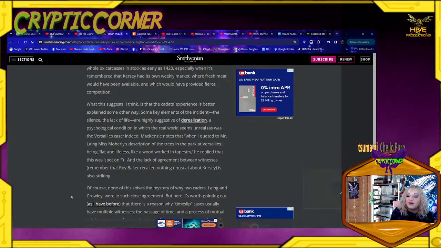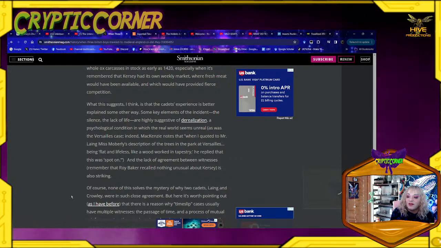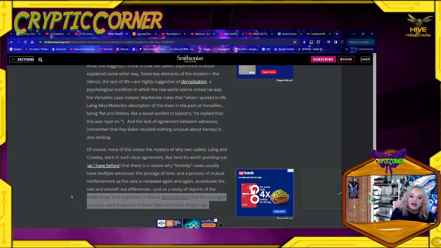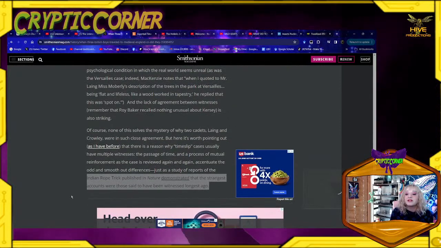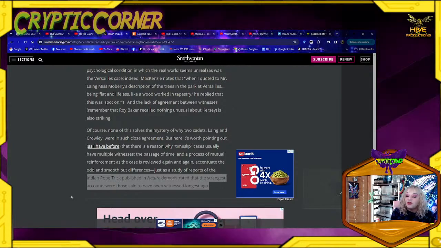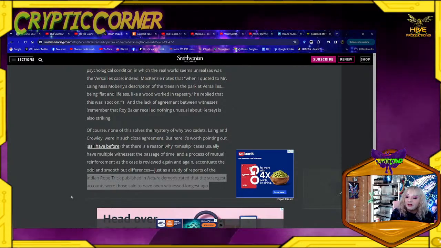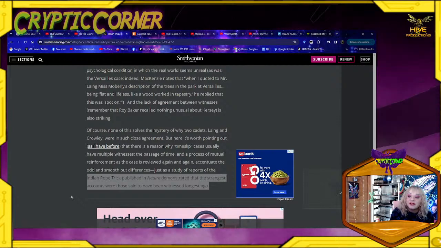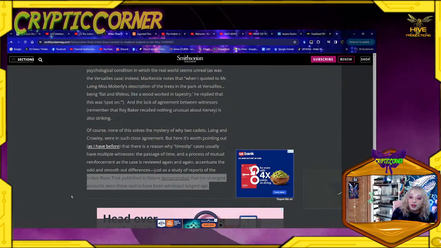And the lack of agreement between witnesses, remember that Roy Baker recalled nothing unusual about Kersey, is also striking. Of course, none of this solves the mystery of why 2 cadets, Lang and Crowley, were in such close agreement, but it's worth pointing out that there's a reason why time slip cases usually have multiple witnesses.